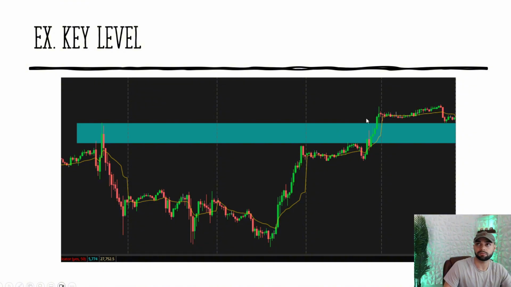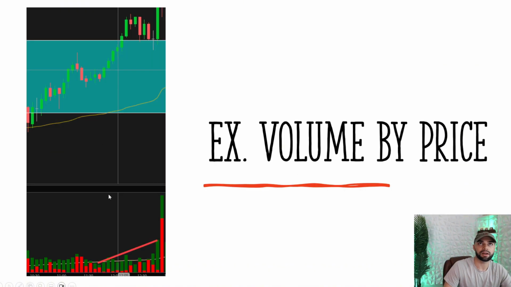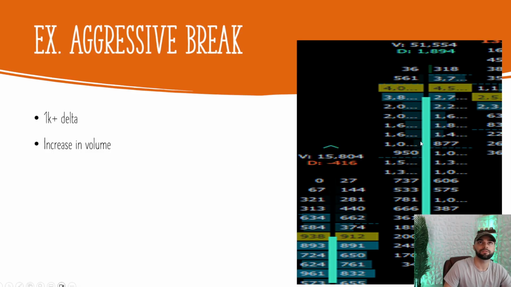All right, key level right here. This is the key level. We just broke through supply. Volume by price: what did volume do as we're pumping up to supply? It's increasing. Volume is increasing as we're pumping up through supply. What did the footprint chart look like? We had, again, from 15K to 51,000 volume and 1,800 positive delta on the break. Good. Increasing volume, really good delta.